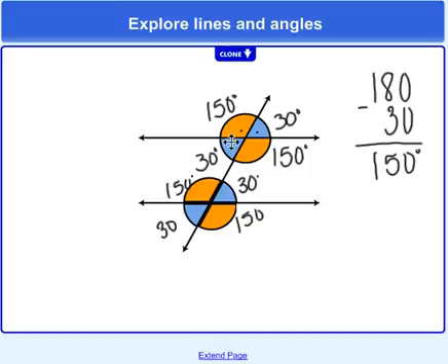So all the blue angles that you see are congruent. All the orange angles you see are congruent. And that's what happens when you have two parallel lines cut by a transversal. So what are those names? Well, we're going to go through them.